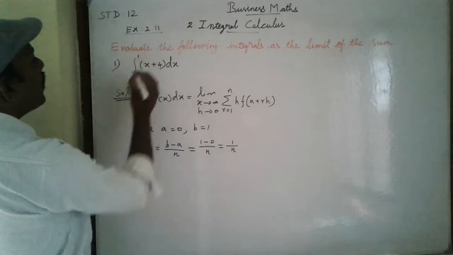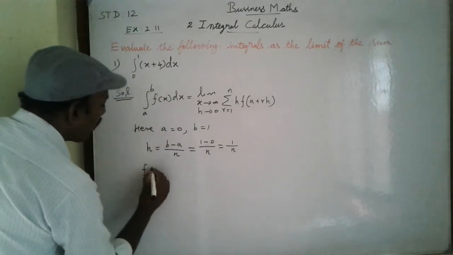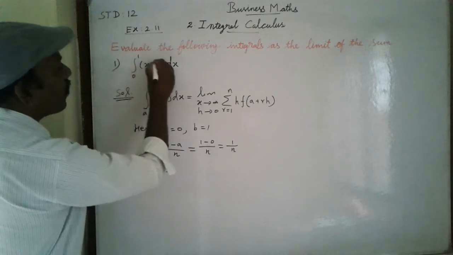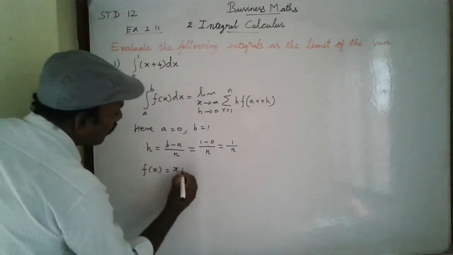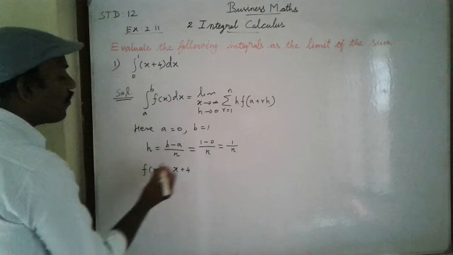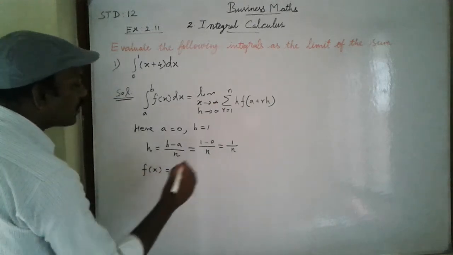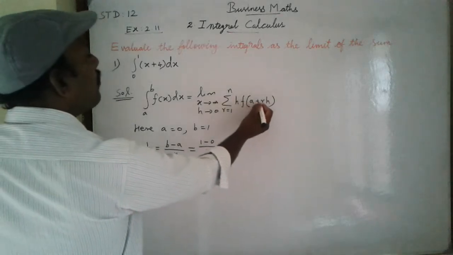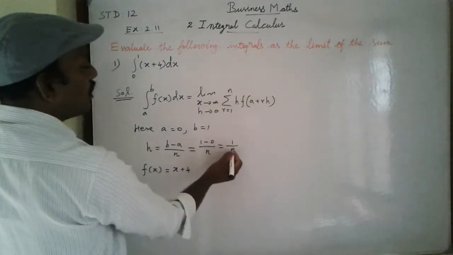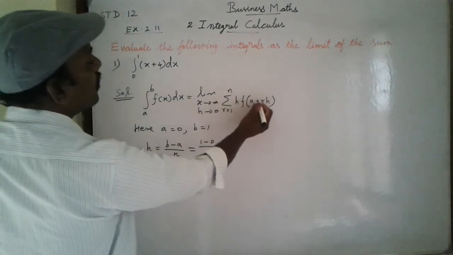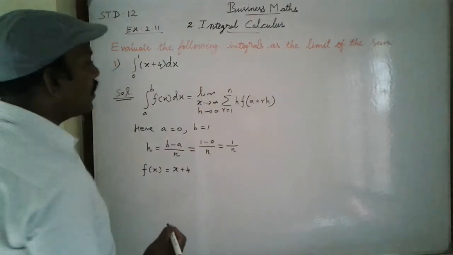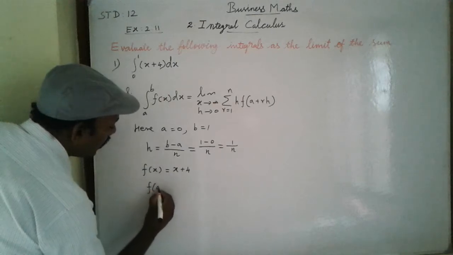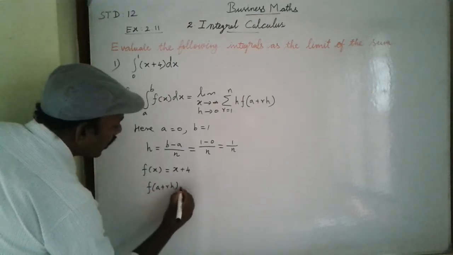We should take f of x equal to x plus 4. The function is x plus 4. So we should find out f of a plus rh. h we already found as 1 by n. f of a plus rh value we should find out.